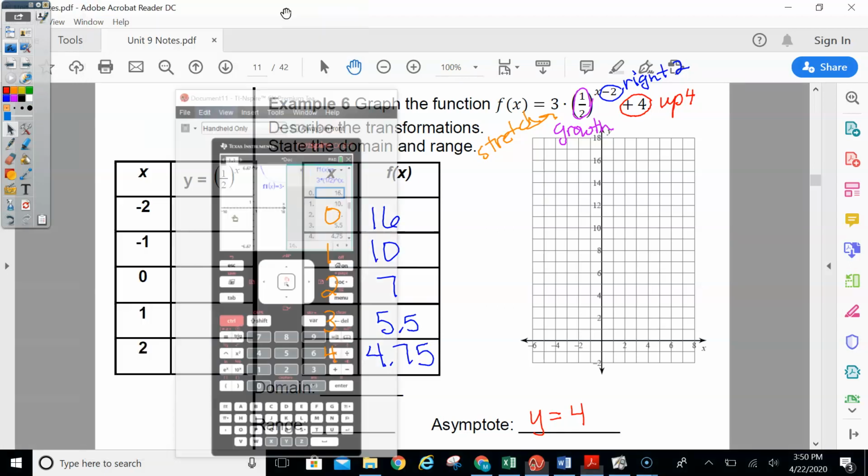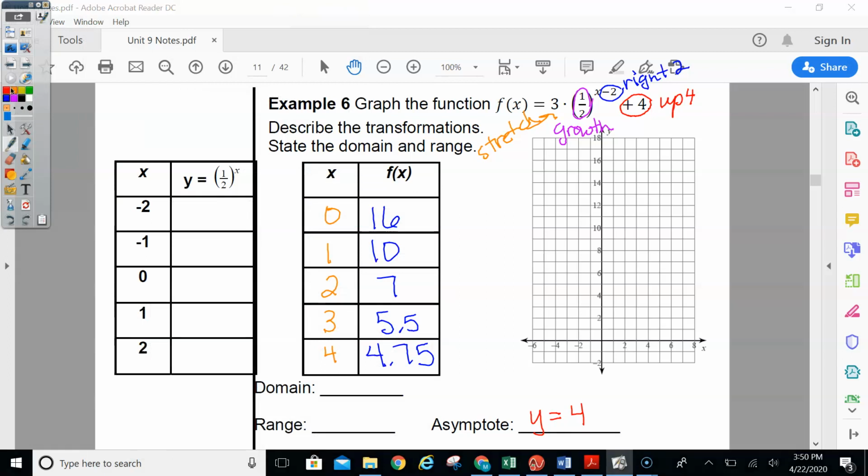Okay, so before we start graphing points, let's graph the asymptote. So the asymptote is going to be at 4. That's my flat line. And then I graph 0 is at 16, 1 is at 10, 2 is at 7, 3 is at 5.5, and 4 is at 4.75. So just above, or just a little more than halfway.